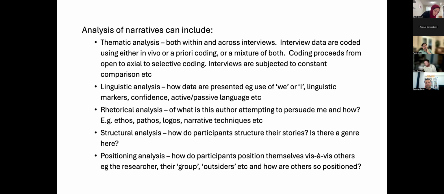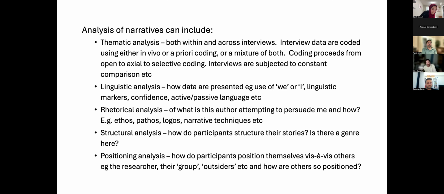And I'm not suggesting this is in any way suspicious or mendacious or anything. We all do it. I'm sitting here talking about narrative, and I'm, at least implicitly, trying to persuade you that I know what I'm talking about.